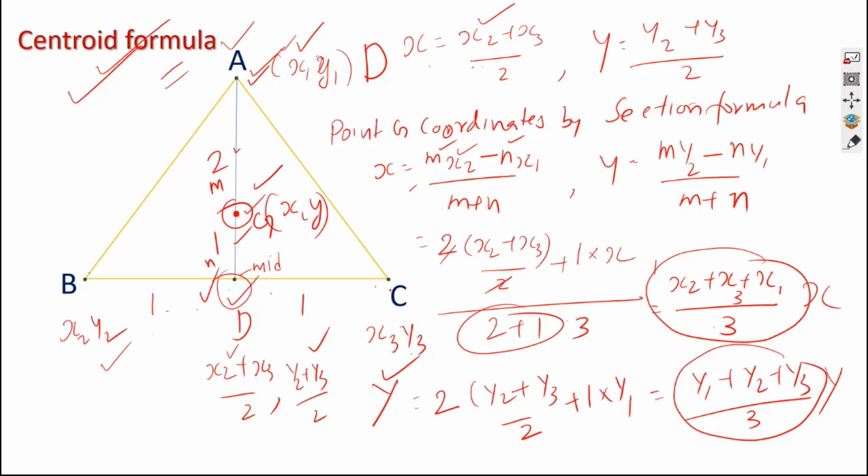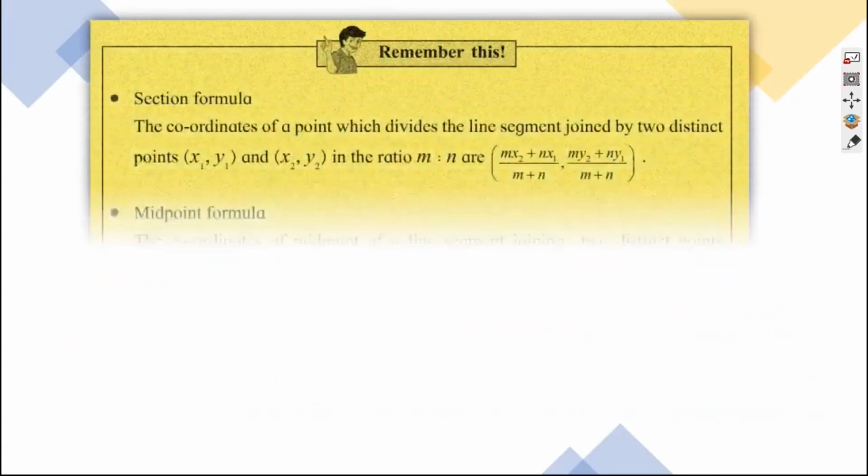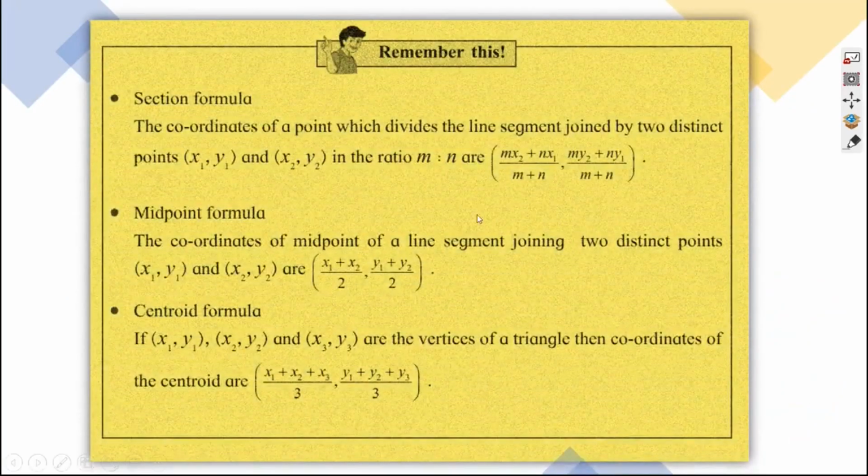Now we need to apply this in different types of situations to make us confident and clear about how these formulas, the section formula, centroid formula, midpoint formula, distance formula, can be used in different situations. So you remember all these formulas. That is what is first required. First one was the section formula. This is the section formula. Then it was the midpoint formula. Now it is the centroid formula.